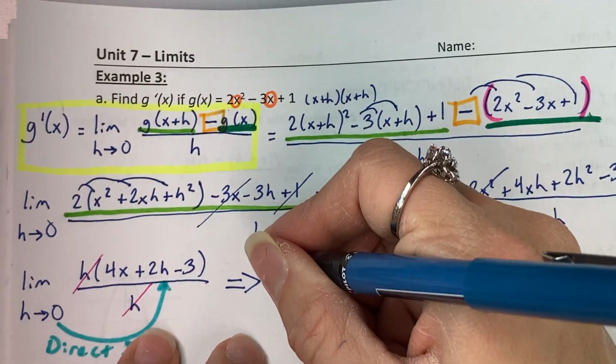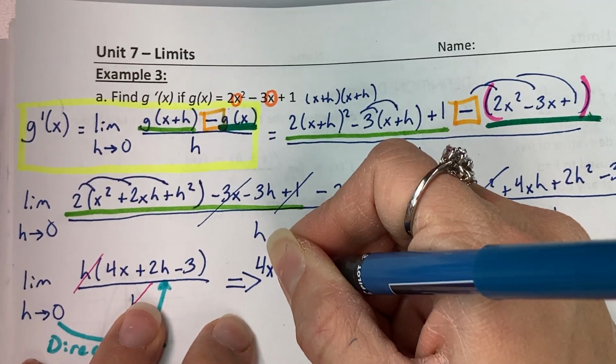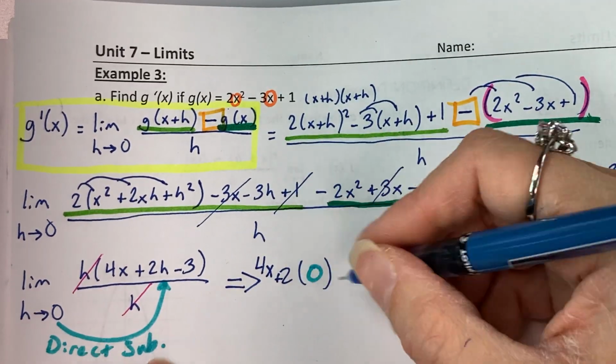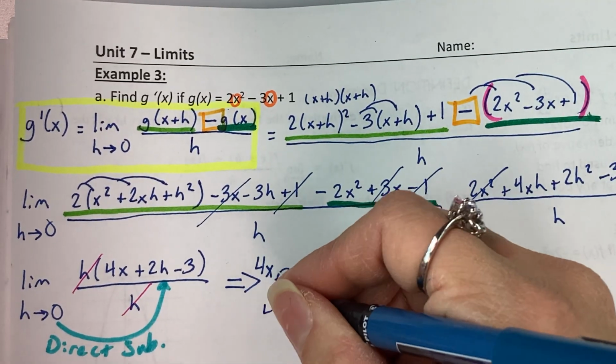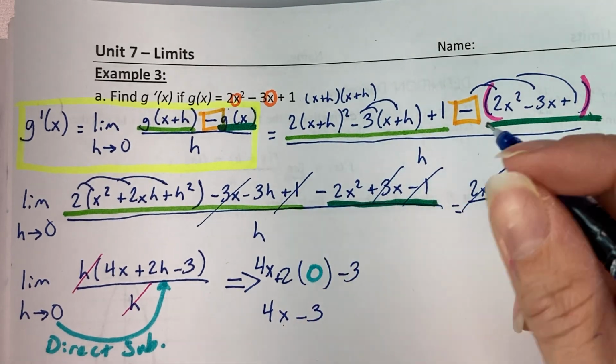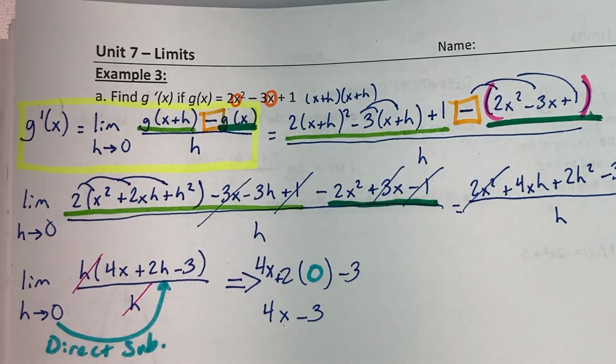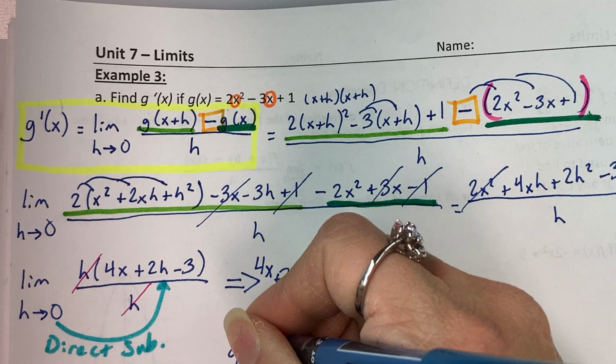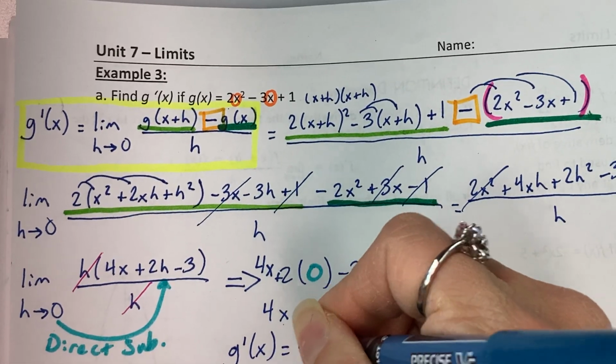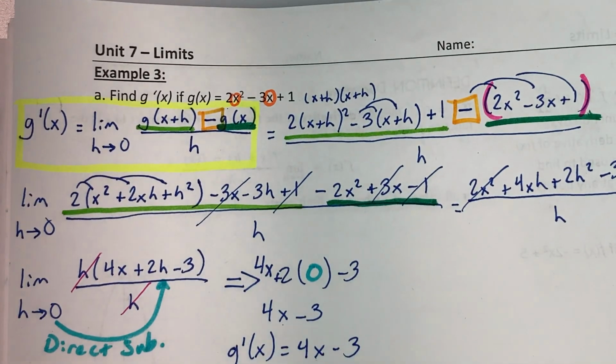Oop, and I should have put that 4x first. Let's go ahead and do that. Sorry, 4x, and then plus 2 times 0 minus 3. So 4x minus 3, and that is as simplified as we can go. So g prime of x is equal to 4x minus 3.